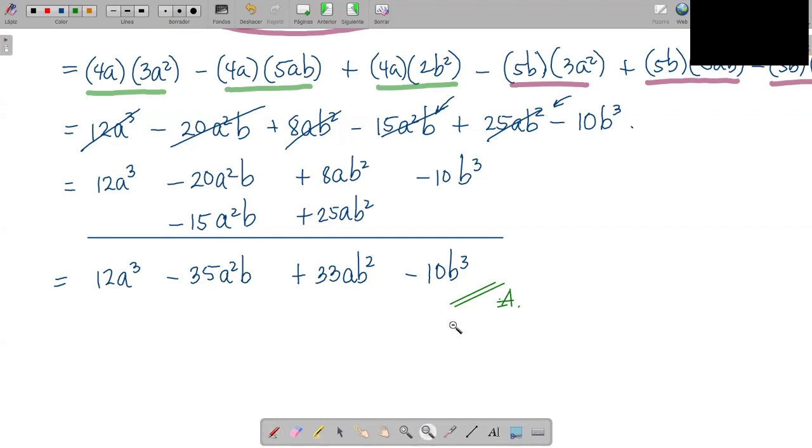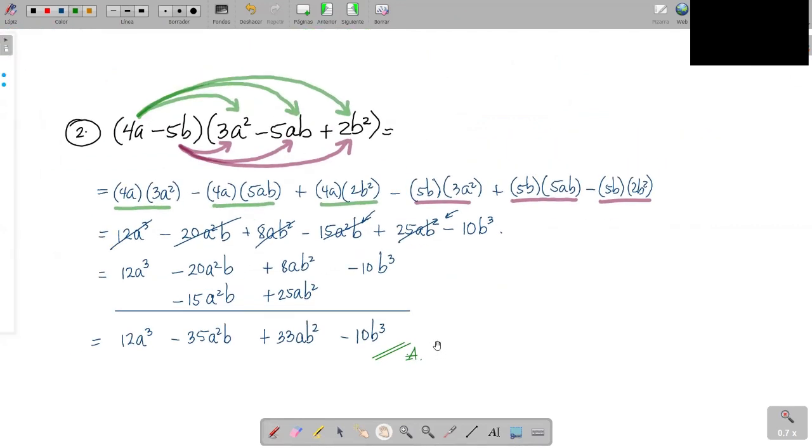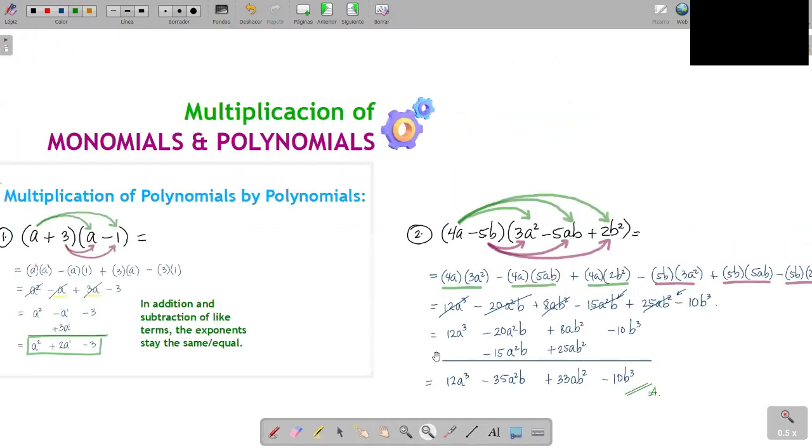So, okay, guys, this is basically all the examples, additional examples of multiplication of monomials by monomials, monomials by polynomials, and polynomials by polynomials. Okay, so see you in the next explanation.